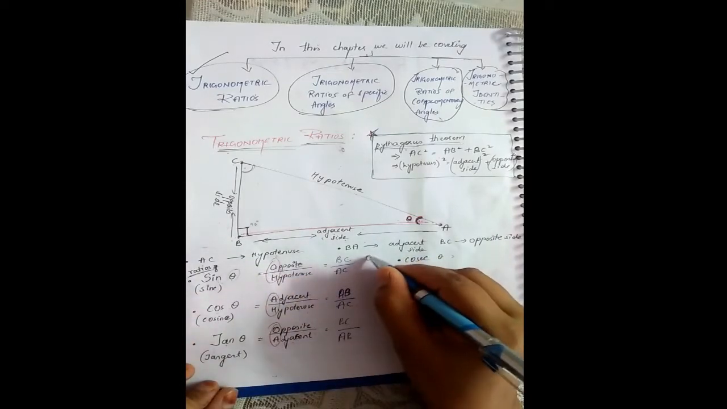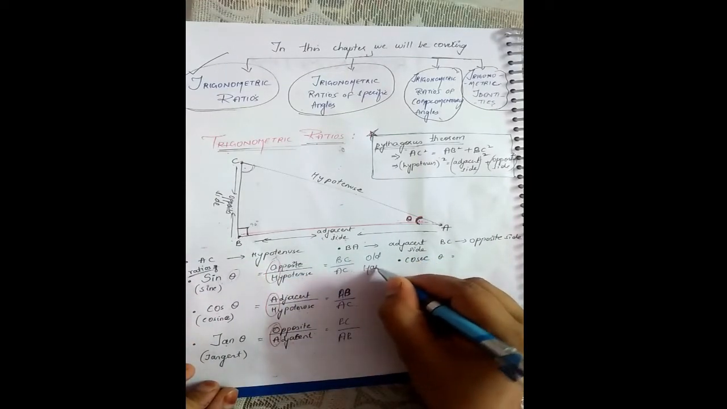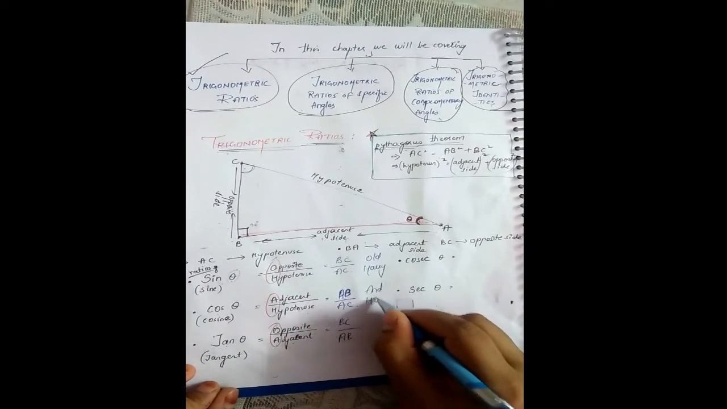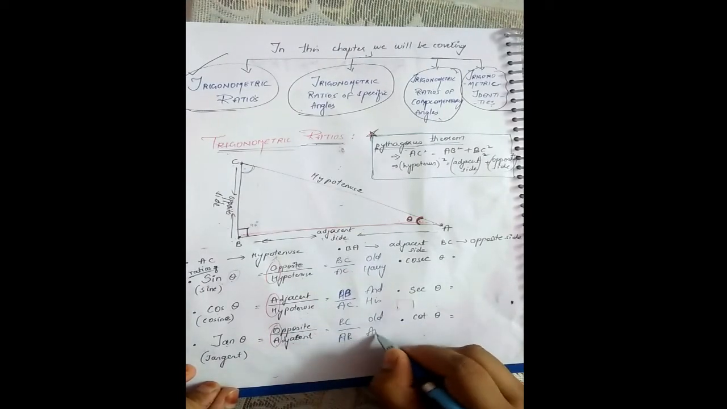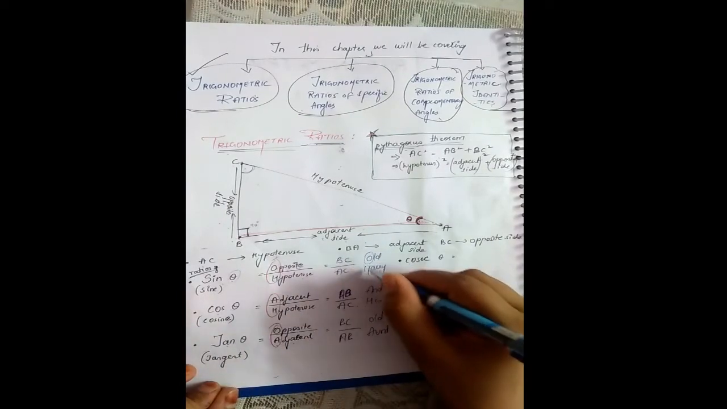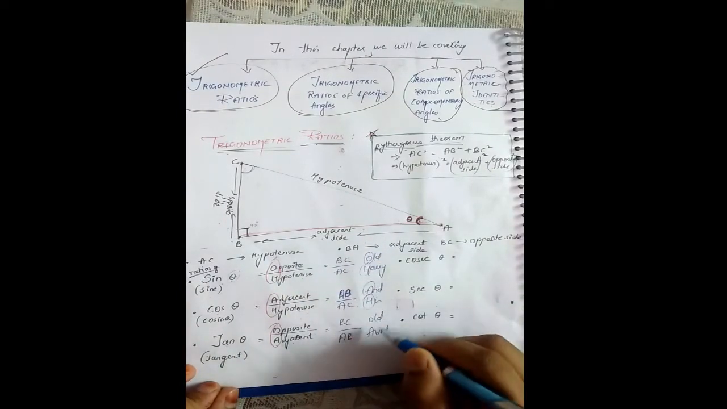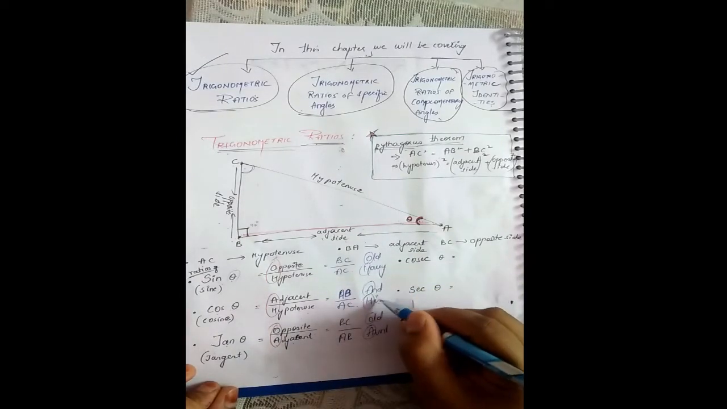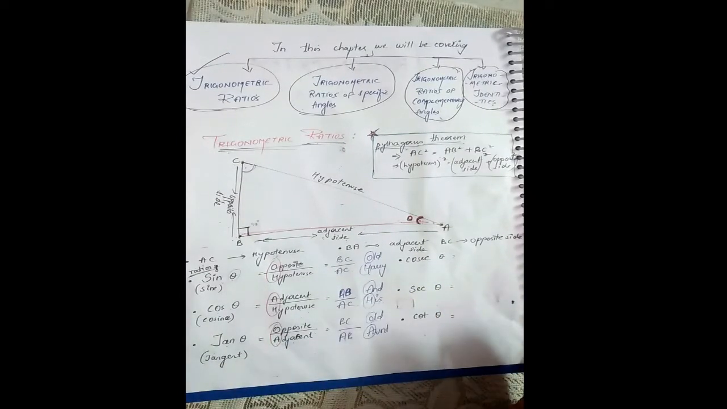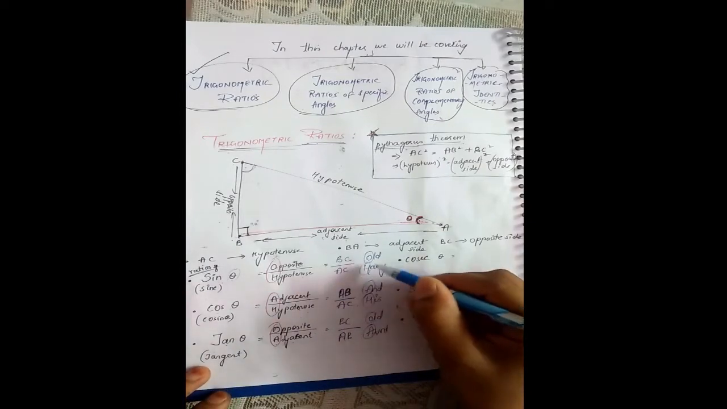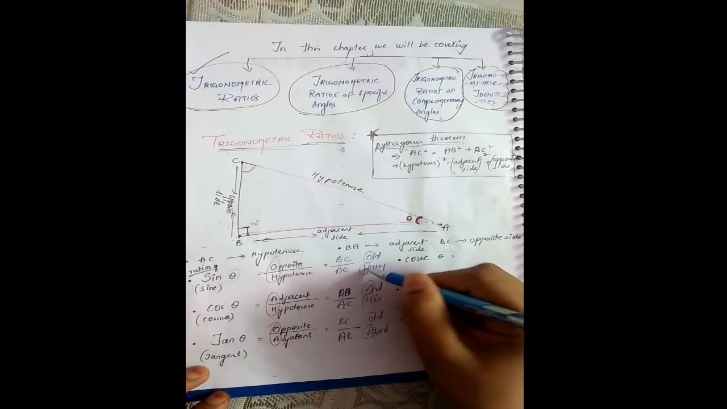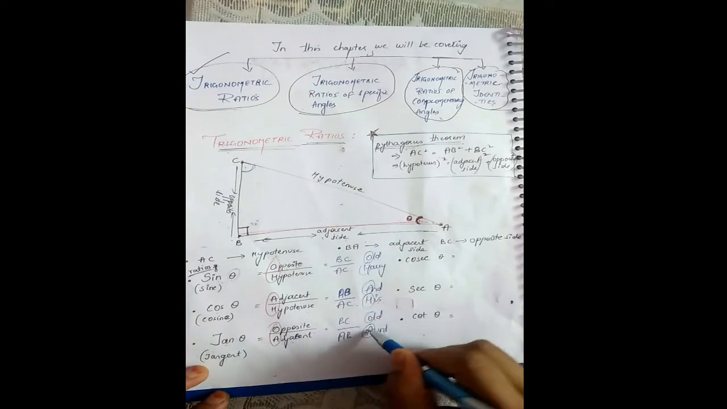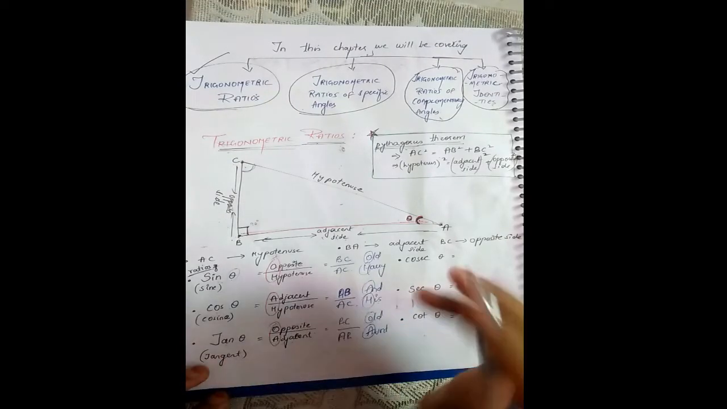Basically you need to write old Harry and his old aunt. Okay. OHA HOA. Old Harry and his old aunt. This was the easiest trick that you can remember. Old Harry: O, opposite by hypotenuse, adjacent by hypotenuse, opposite by adjacent. This will save you in exams.